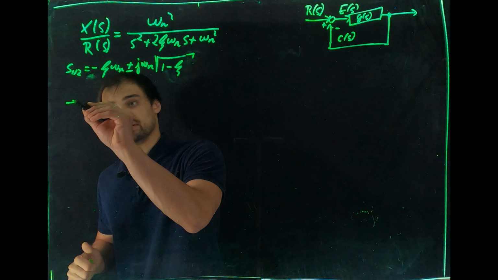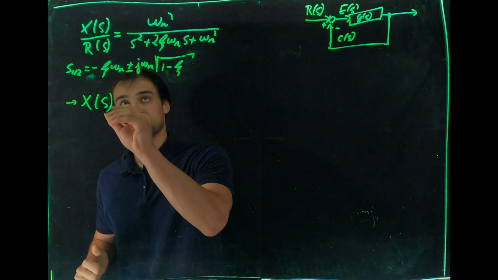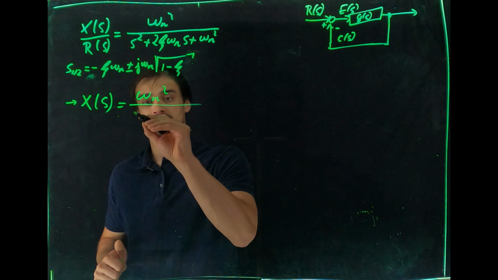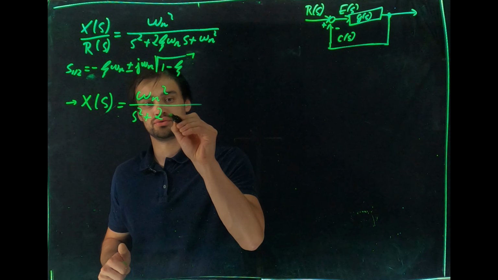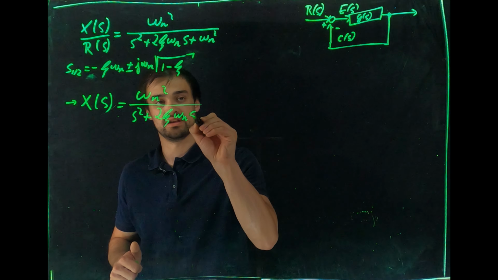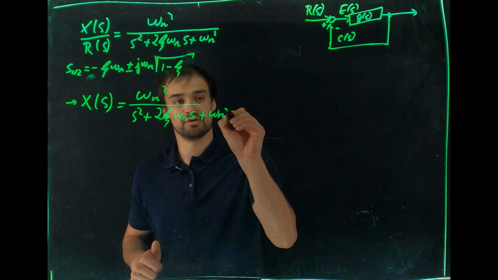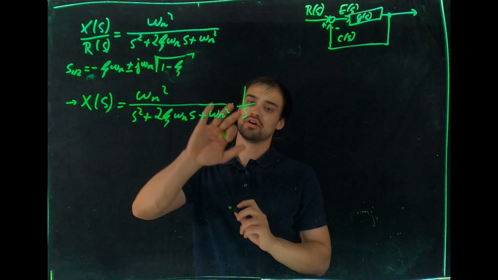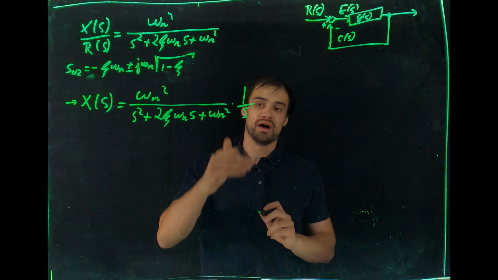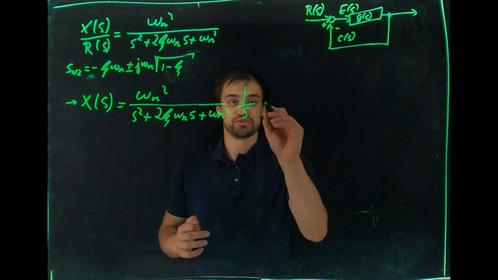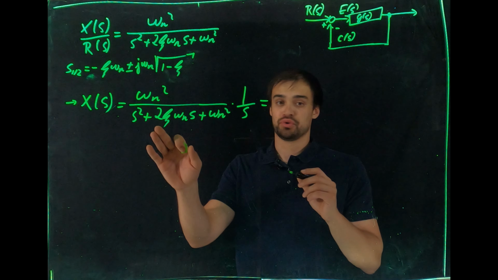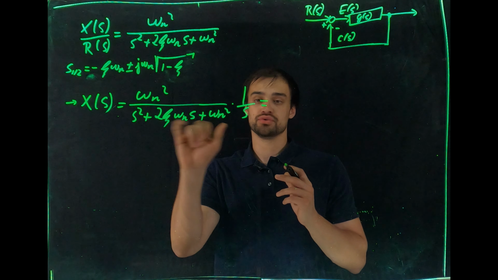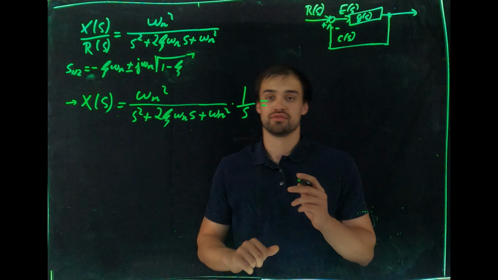We have X(s) on the left-hand side multiplied by omega_n squared over s squared plus 2 zeta omega_n s plus omega_n squared, multiplied by 1 over s, because R(s) is equal to 1 over s. And what we have to do now is set this up, because we see there are two roots here, which might be complex conjugate roots, and one root from the step.